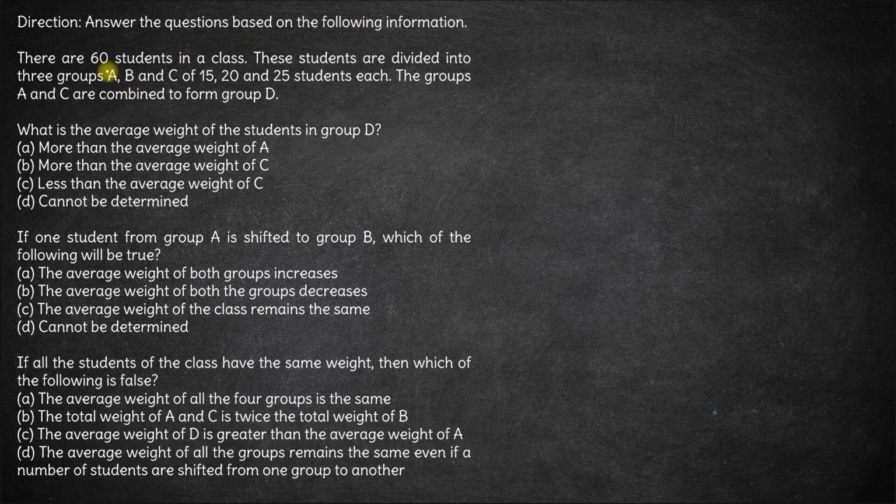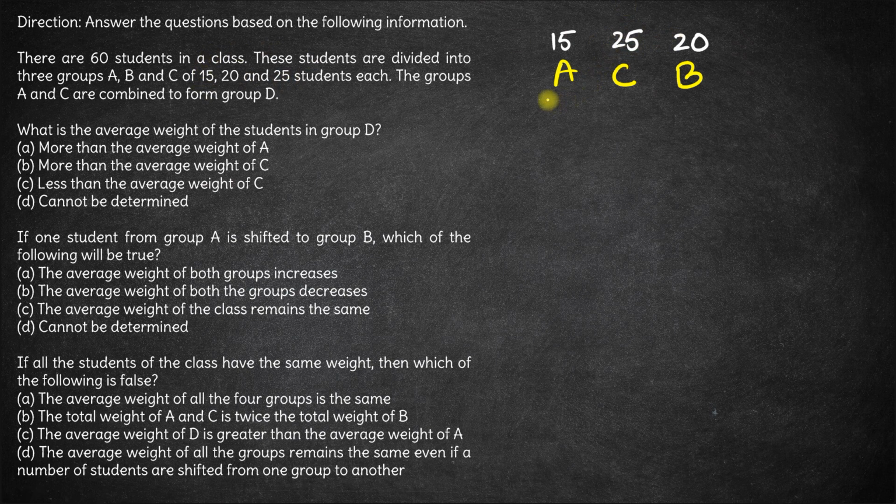Hi, here in this question we have, there are 60 students in a class. These students are divided into three groups A, B and C of 15, 20 and 25 students each. The groups A and C are combined to form group D. Okay, so we have three groups A, B and C. I'm writing C because we have to combine A and C. So group A has 15 students. Group B has 20 students and group C has 25 students.